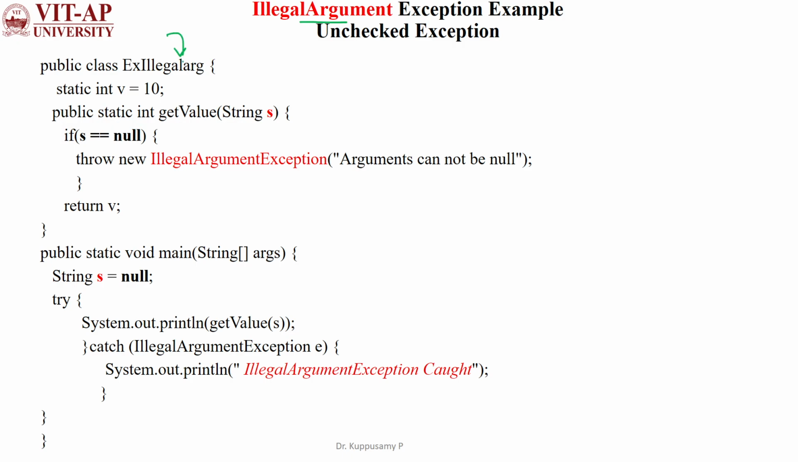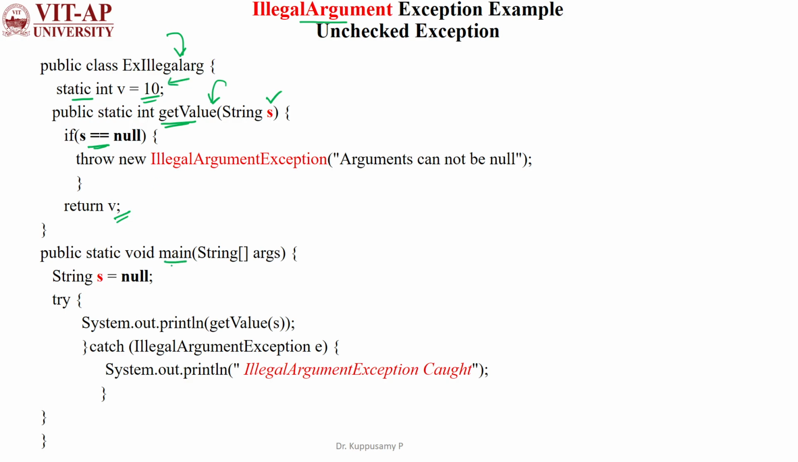Like this, another unchecked exception is the illegal argument exception. The class name is defined here. Then a static integer variable v with value 10. Then I am defining the method getValue, which receives some argument value. Here I am checking the value, then it will return a boolean, either true or false. Finally it returns the value of v which is defined here.